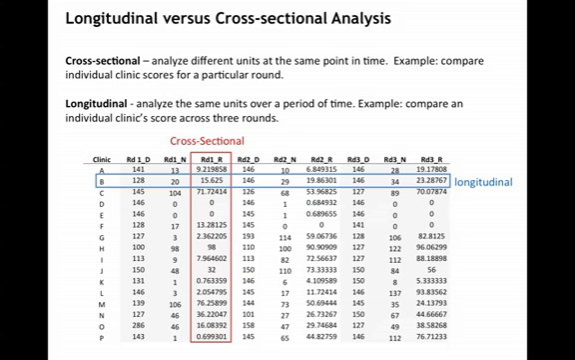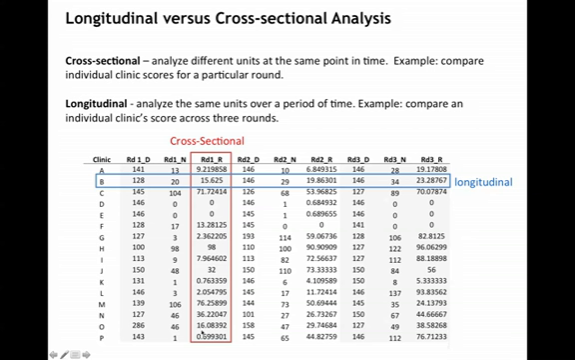So here are two different ways you can analyze data. Cross-sectional, which analyzes different units at the same point in time. For example, comparing individual clinic scores for a particular round. So here in the red box, I'm comparing round 1 scores across all of these clinics. So if I were doing that, I'd be doing a cross-sectional analysis.